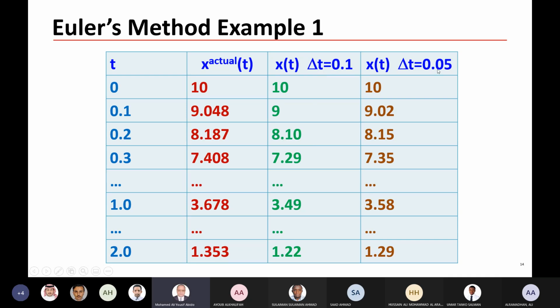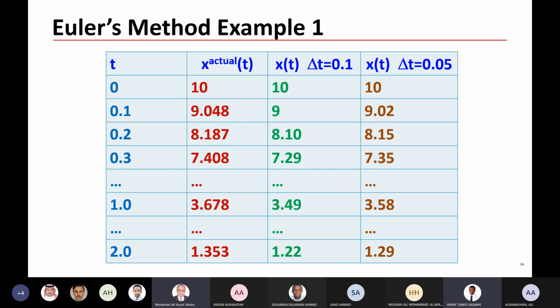But if you select delta t equal to 0.05, which is less than before, you end up with a solution which is better than the 0.1 second interval, and close to the exact solution. So delta t plays a great role in the accuracy of the solution. So you need delta t to be very small. Any question?